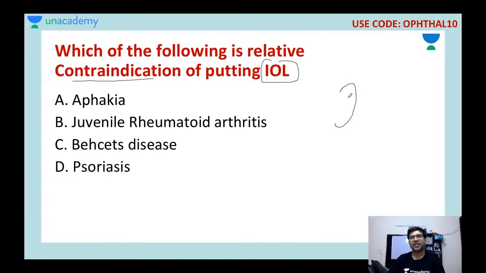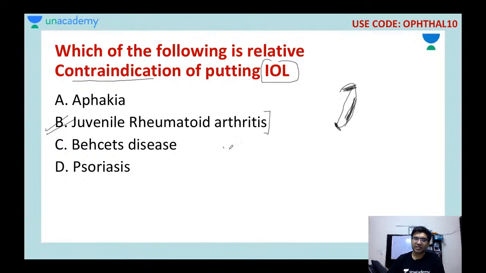would be a very, very heavy fibrosis. And this heavy fibrosis can cause damage to the intraocular lens, and the fibrotic strands which are there can cause the tilting of the intraocular lens. There can be massive posterior capsule opacification, and this is so commonly seen in the patients who are having juvenile rheumatoid arthritis. So JRA is a very, very dangerous disease where you can have a very intense reaction, and it is a contraindication of putting an intraocular lens.